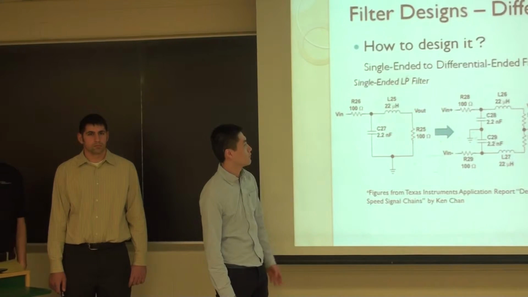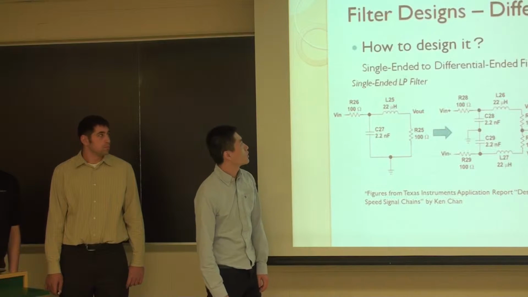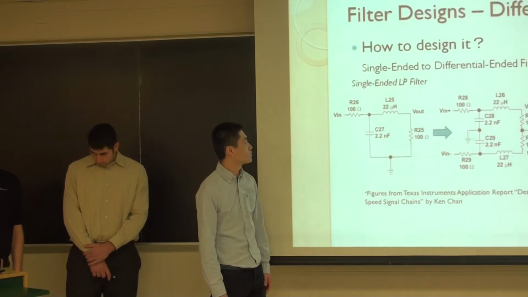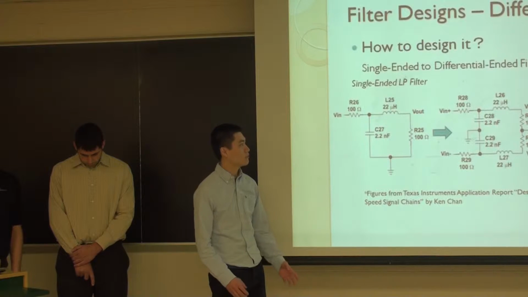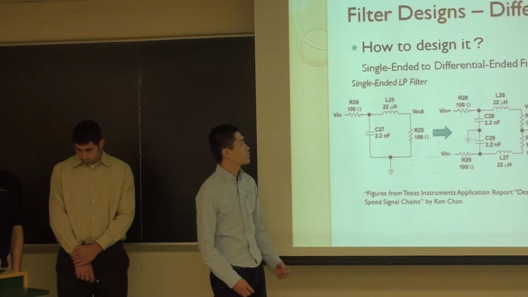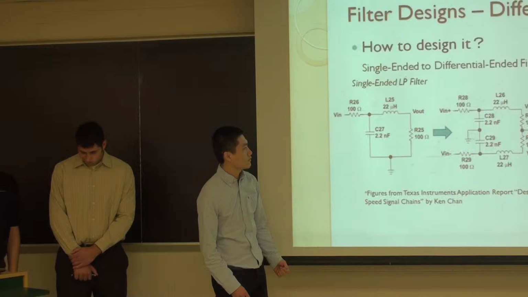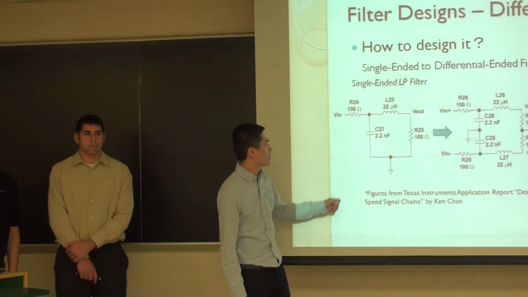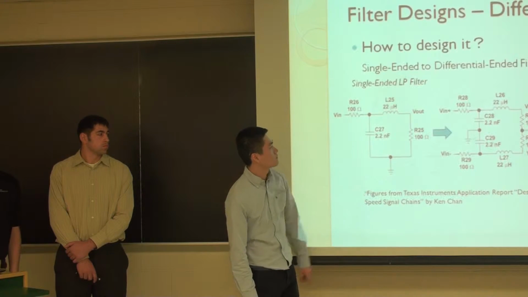This is an example of the design process of a differential filter. The first step when we design a differential filter is to design a single-ended filter which meets the requirements, such as the passband, bandwidth, and center frequency, that we need for the differential filter. And then we duplicate the circuit and combine the two around the ground point.